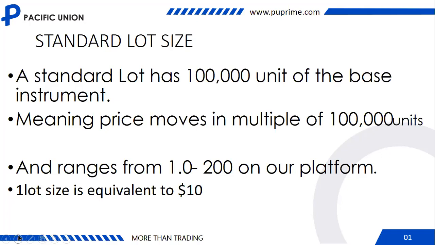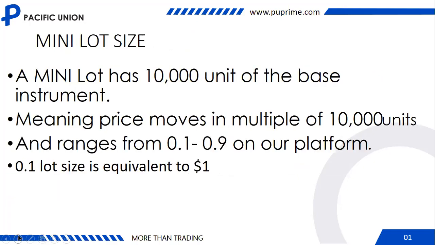To 10 US dollars. Which means that if you are trading with one standard lot size, once the price moves one pip, that is $10, two pips is $20, three pips is $30, four pips is $40, five pips is $50. So if you are trading one standard lot size and the stop loss is about 10 pips, it means 10 times 10, you are risking $100 on a particular trade.